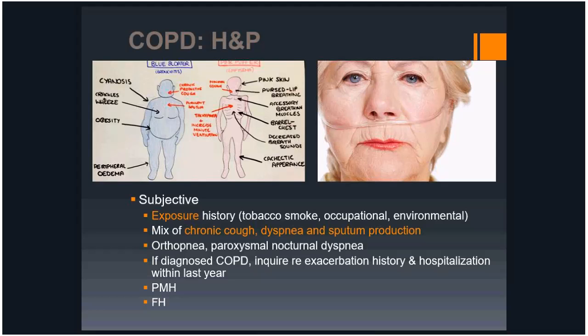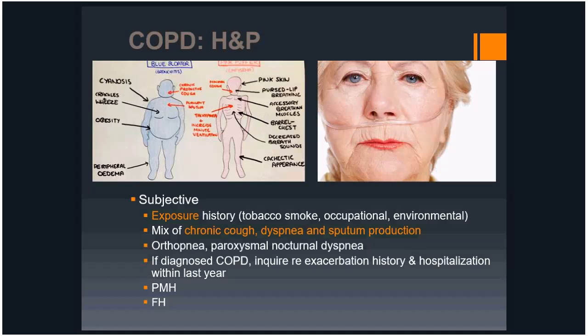Other things that you may hear about in the history or that the patient will share have to do with symptoms of orthopnea and PND. Also, if the patient already has been diagnosed with COPD, you want to make sure that you're asking about exacerbation history and any hospitalizations within the last year. These are things that will come up in their past medical history. Also ask about family history of COPD.